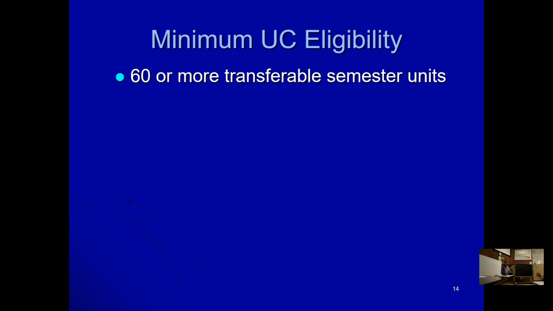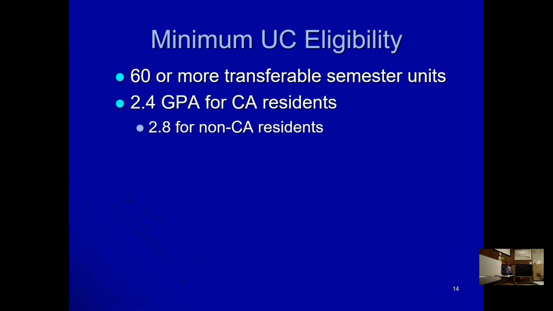All right, so we're going to go over the minimum requirements now for UC transfer. Again, 60 transferable units to the UC system. GPA slightly higher. If you're a resident of California, it's a 2.4 transferable GPA. If you're a non-resident, it's a 2.8.